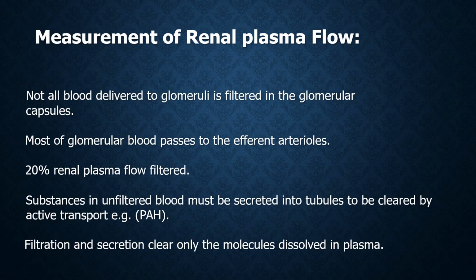Now coming to the measurement of renal plasma flow, the following points have to be considered. Not all the blood delivered to the glomeruli is filtered into the glomerular capsule. Most of the glomerular blood passes to the efferent arterioles. Only 20% of the plasma is filtered, while the unfiltered substances must be secreted into the tubules to be cleared by active transport, for example, para-aminohippuric acid. Filtration and secretion clear only molecules dissolved in the plasma.